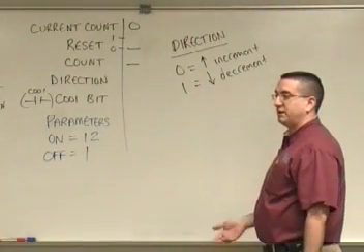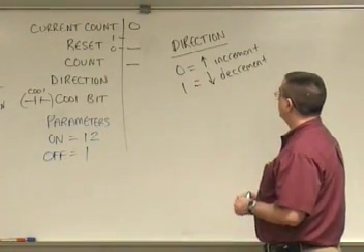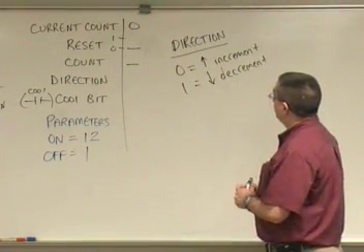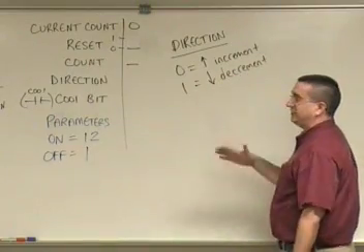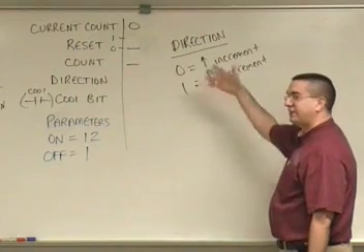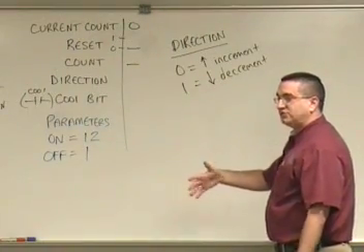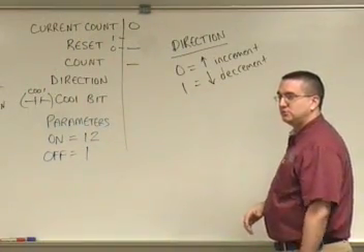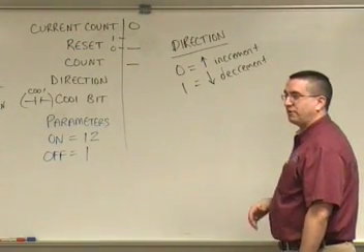So it can either count up or down. That's where the name comes from, an up-down counter. The direction pin 0 means that the counter is an incrementing counter. The direction pin of 1 means that it's a decrementing counter. Could I switch that partway through? Sure, I could switch that partway through.